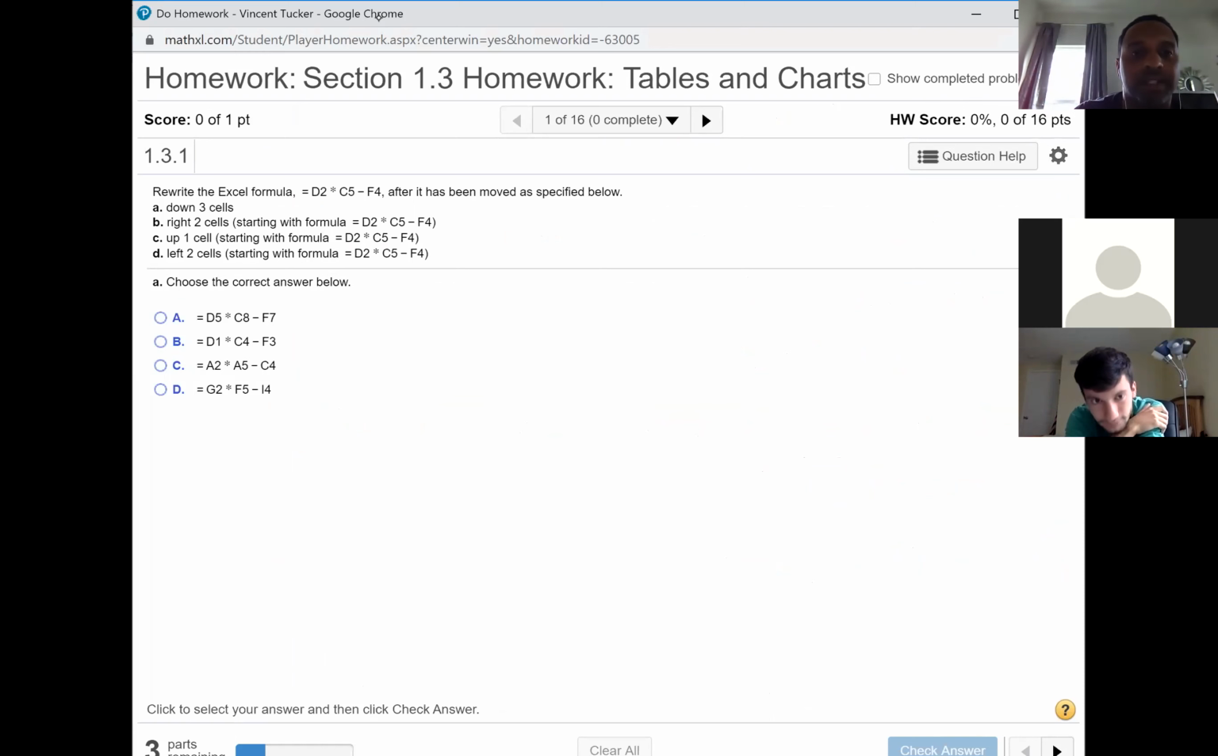Notice it says rewrite the Excel formula. We have D2 times C5 minus F4 according to the moves they want you to make. And so what do we mean by that?